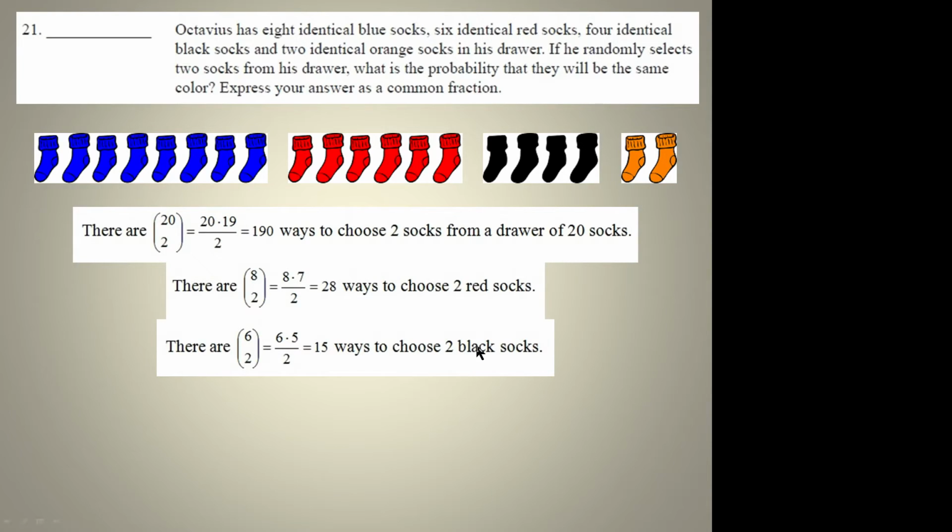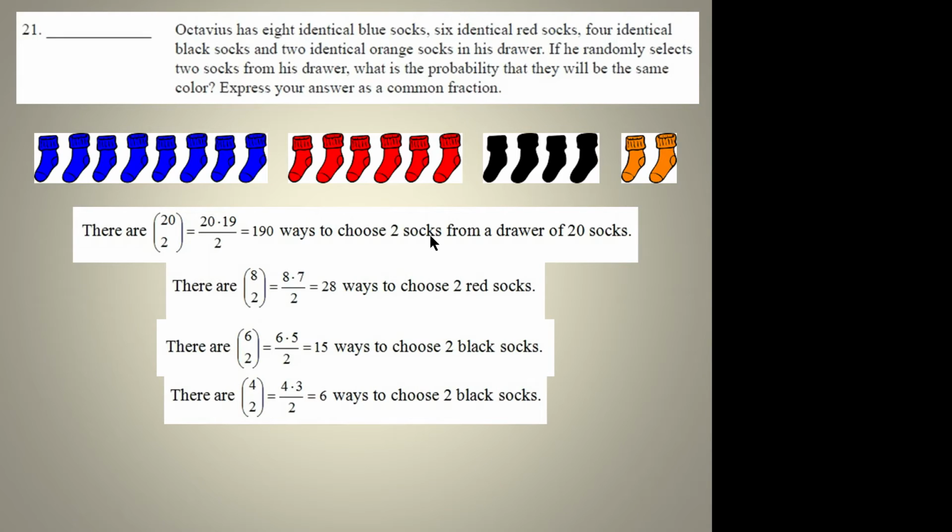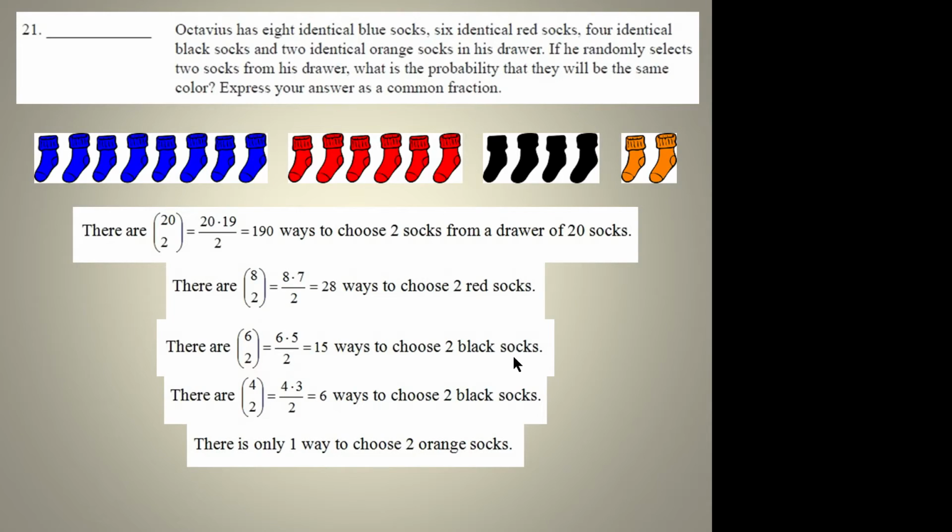And 4 choose 2. You have 4 black socks and choose 2 of them. The number of ways will be 4 times 3 over 2. That's 6 ways to choose 2 black socks. And there's only one way to choose 2 orange socks. You add them up: 28 plus 15 plus 6 plus 1 will be 50. So that means you have 50 ways to get a pair of socks with the same color.